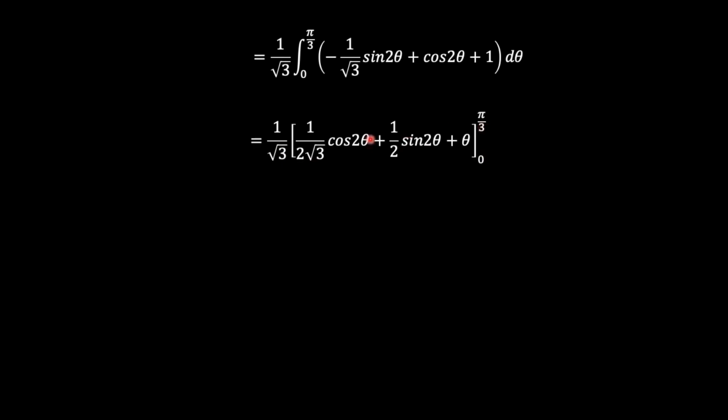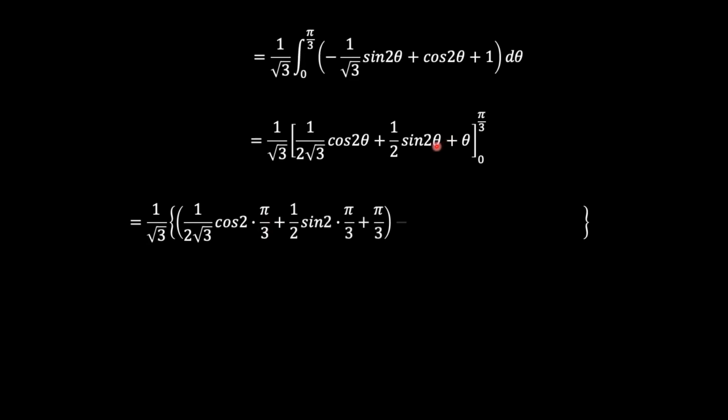So the next thing is substituting the upper limit into this function minus the same function with 0, the lower limit, substituted appropriately. So next, as we can see here, in place of 2 theta, we have 2 pi over 3. And here in place of theta, we have pi over 3. And then minus the same function, with 0 plugged in at that position.